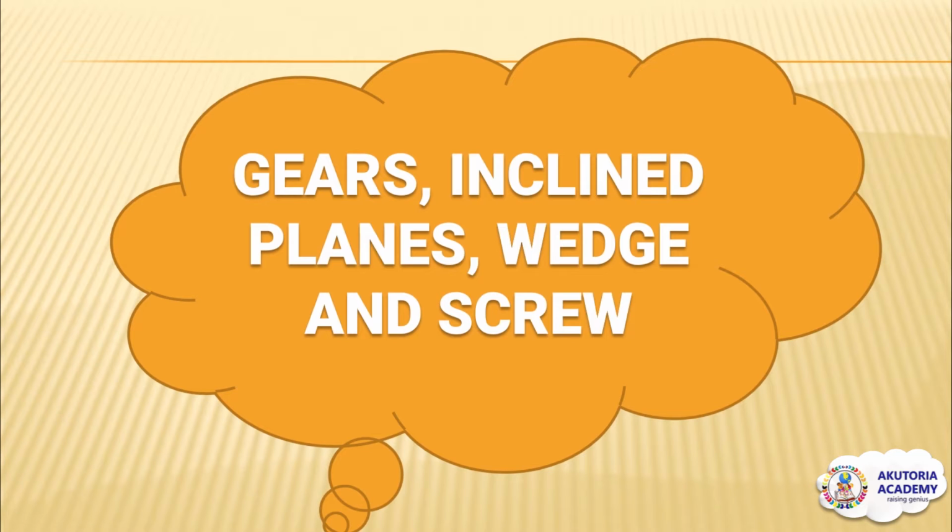Today we'll be talking about other types of simple machines. We'll be talking about gears, inclined planes, wedges, and screws.